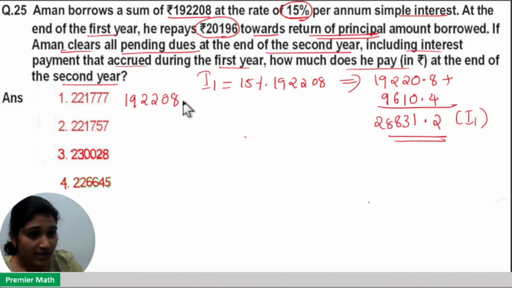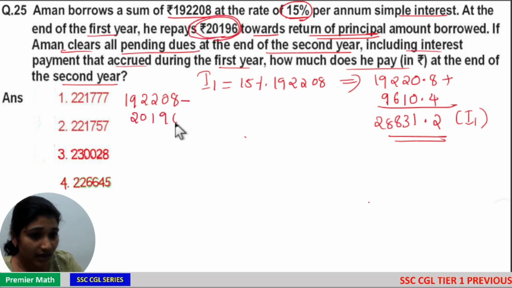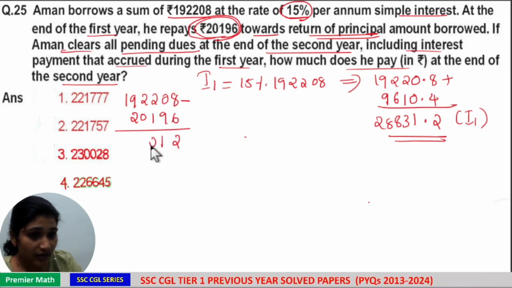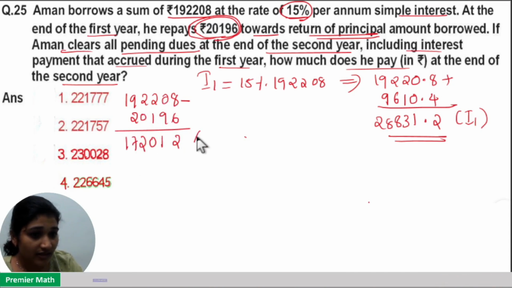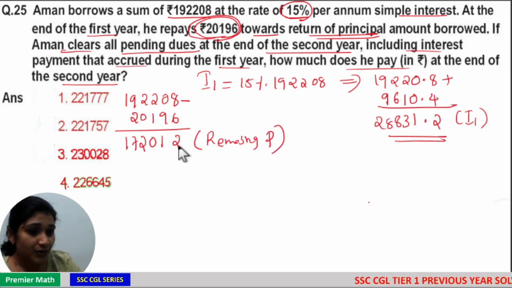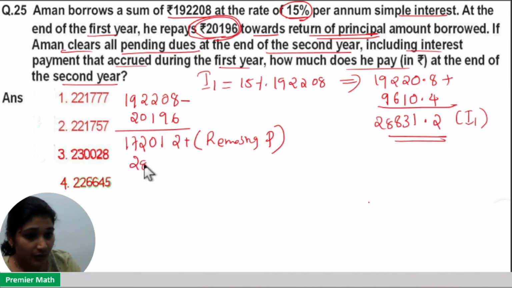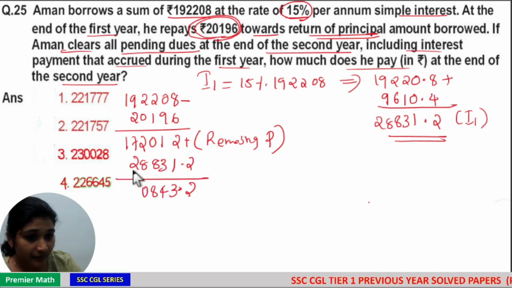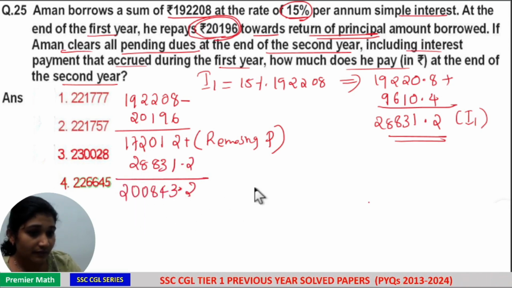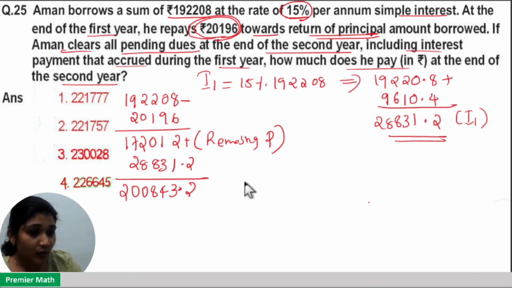Now, towards the principal, he paid 20,196. So subtract 20,196 from the principal. So 1,72,012 is the remaining principal amount. Now, to this remaining principal amount, we have to add this first year interest, which is equal to 28,831.2. Now, if you add, this will become 2 lakh something. So, this is the total amount after first year.